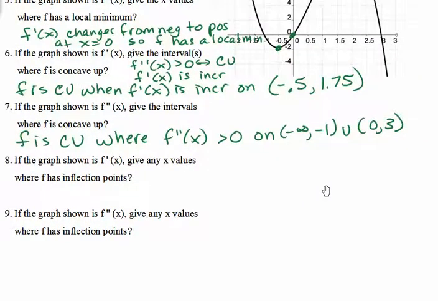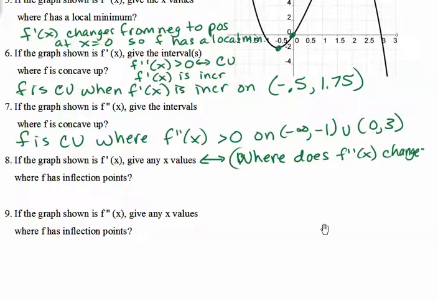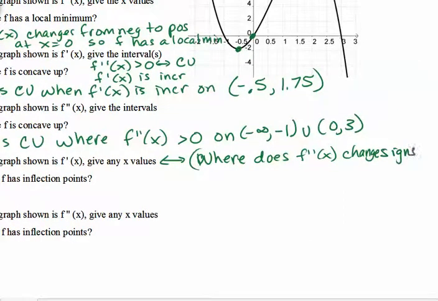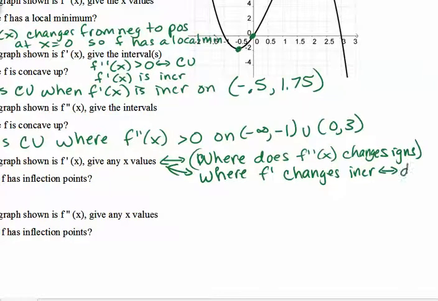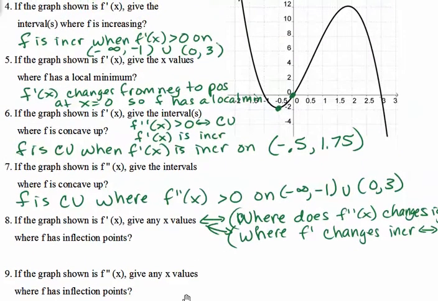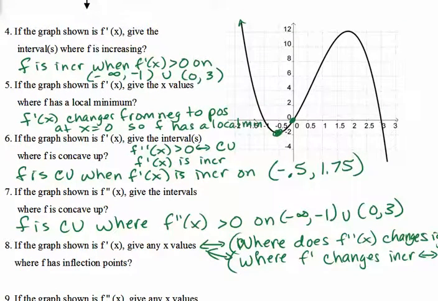All right, number 8, if the graph shown is already f prime, give any x values where f has an inflection point. Okay, for me it's much easier to say that we're looking for places where f double prime changes signs, and that, thinking backwards, is where f prime changes from increasing to decreasing or vice versa. So concavity is going to change when our first derivative changes from increasing to decreasing or decreasing to increasing. So does that look like negative 0.5? And oh, this was the point I couldn't decide about, so I'm going to call that 1.75 again.